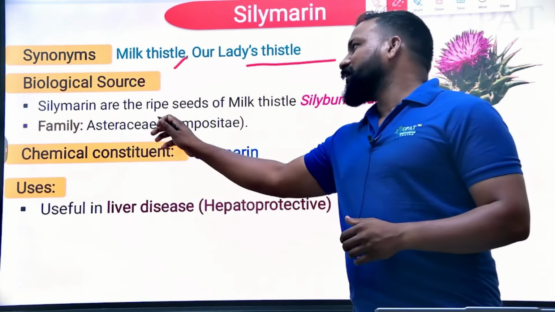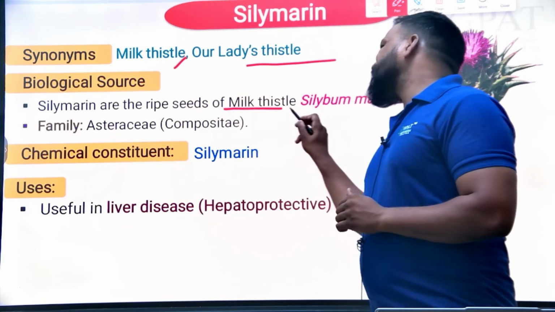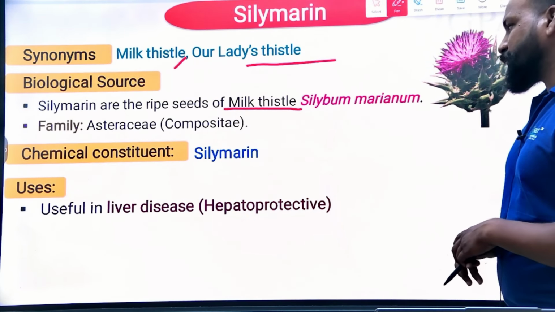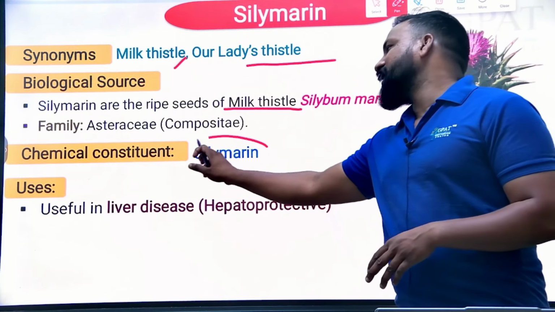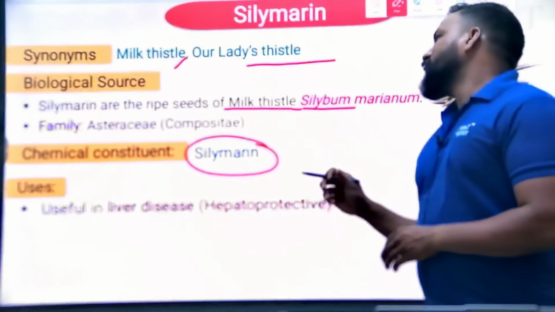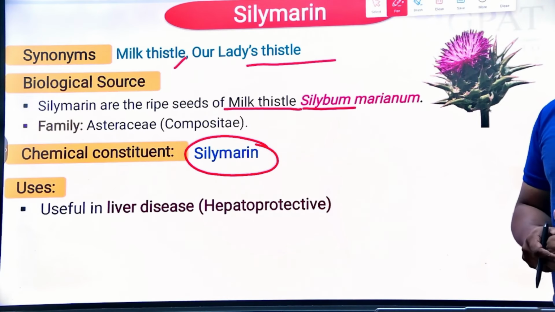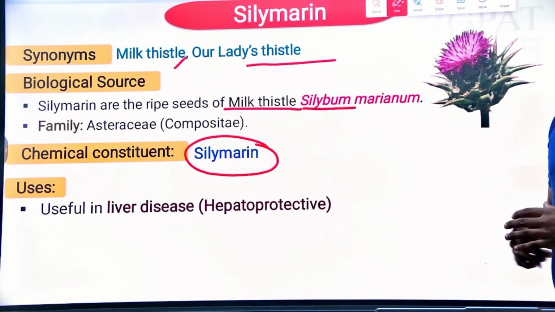So Silymarin are the dried ripened seeds of the milk thistle plant, Silybum marianum, family Asteraceae or Compositae. The active constituent is silymarin. It is mainly used for its hepatoprotective property, or liver disease. So, milk thistle or Our Lady's Thistle.